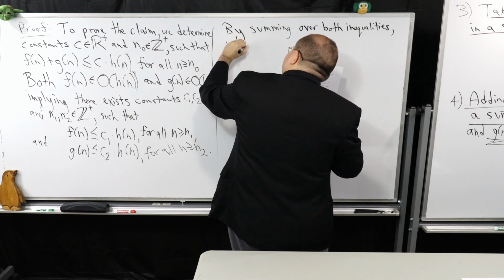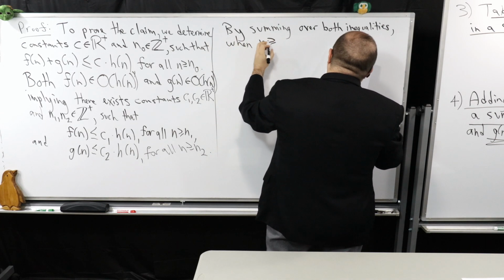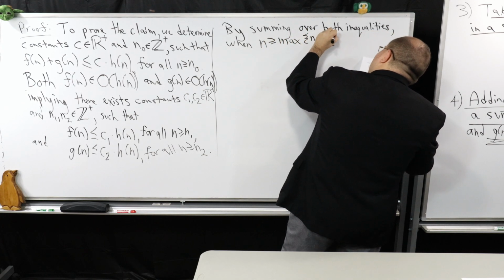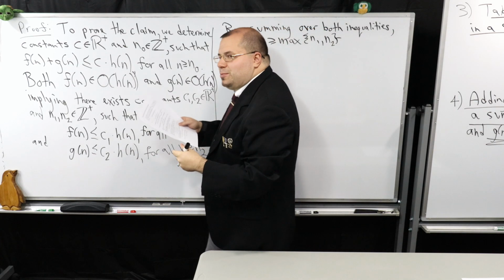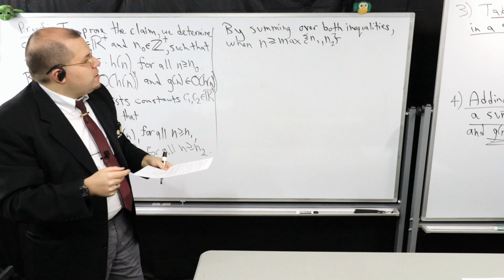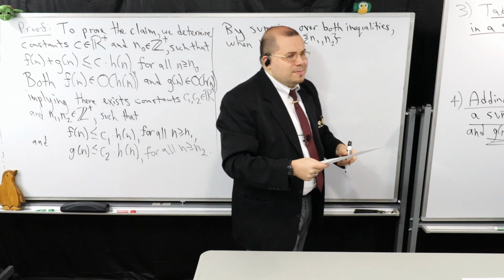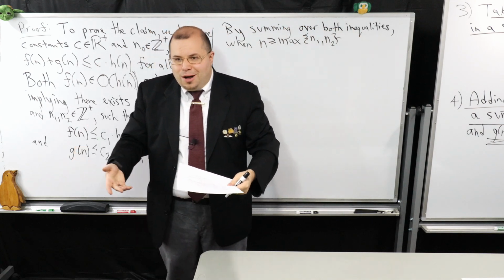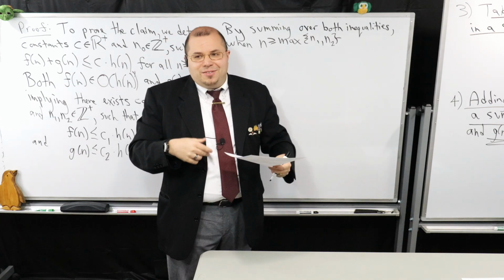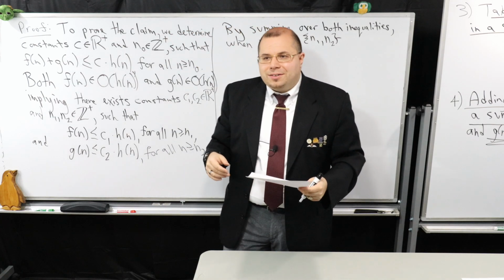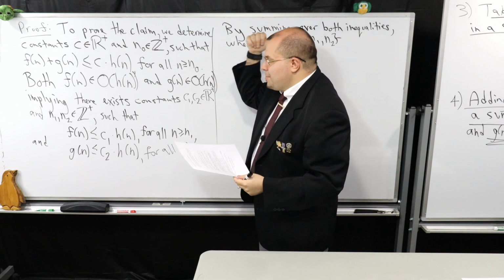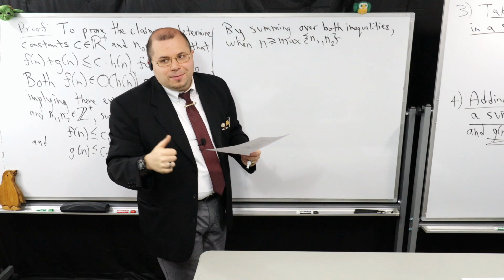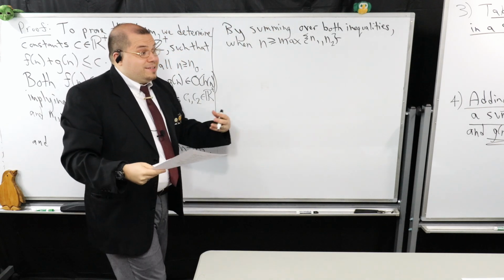Now I need to quantify this. When n is greater than or equal to the maximum of n1, n2, just to remind you, this is a max function. It just produces for me the larger of the two numbers that are sitting inside these curly braces. So if, say, n1 is bigger than n2, it'll just give me n1. If n2 is bigger than n1, then it gives me n2. The whole point here is that, remember, f and g, I don't know what they are. They're just arbitrary complexity functions. Likewise, h is as well. So I need to make sure my proof takes this into account.